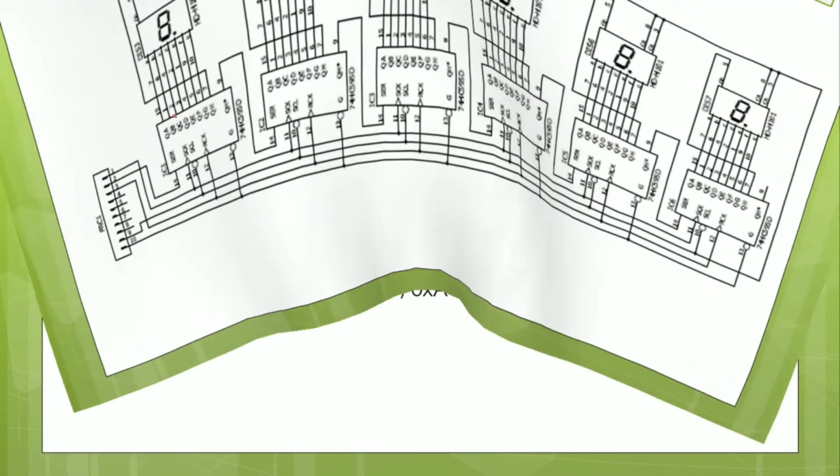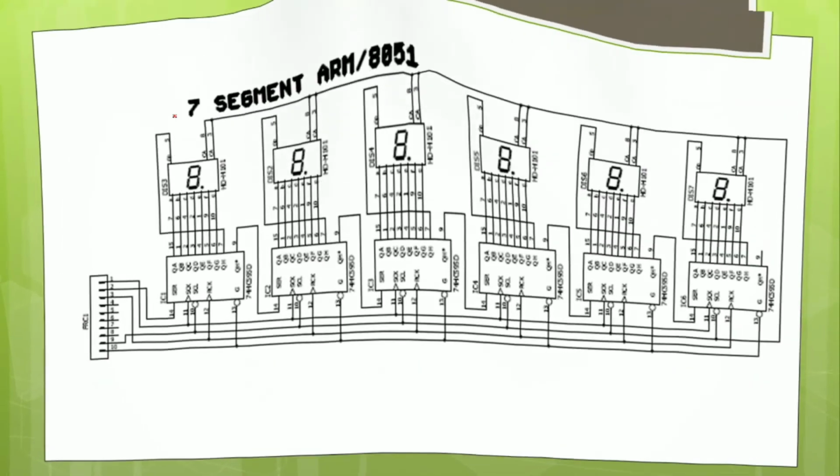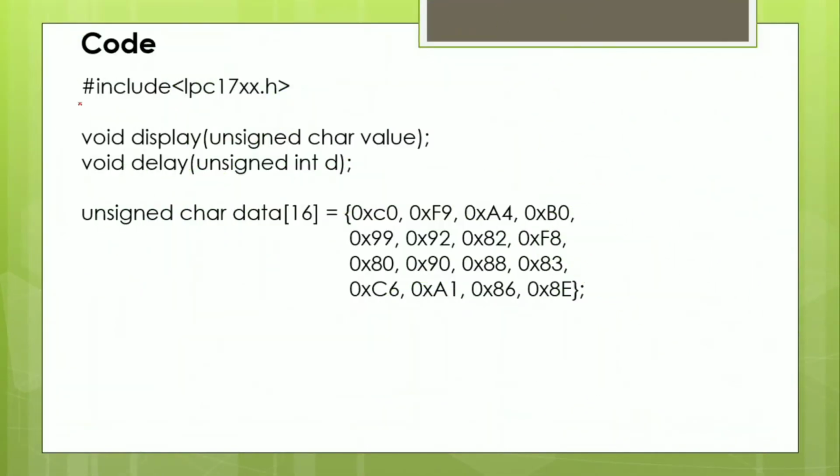Now, coming to the coding part. In the coding part, you have included #include LPC17xx.h. What is this 17xx.h? I am writing the code for LPC1768, whose registers are defined in the header file 17xx.h. So I include this.